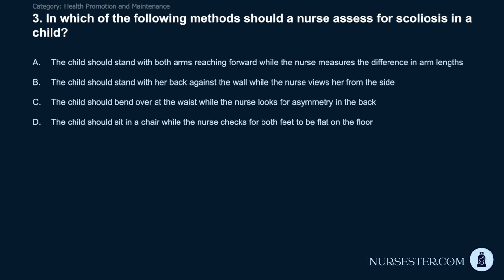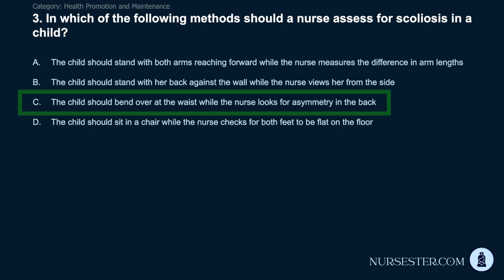3. In which of the following methods should a nurse assess for scoliosis in a child? A. The child should stand with both arms reaching forward while the nurse measures the difference in arm lengths. B. The child should stand with her back against the wall while the nurse views her from the side. C. The child should bend over at the waist while the nurse looks for asymmetry in the back. D. The child should sit in a chair while the nurse checks for both feet to be flat on the floor. Correct answer: C. The child should bend over at the waist while the nurse looks for asymmetry in the back.